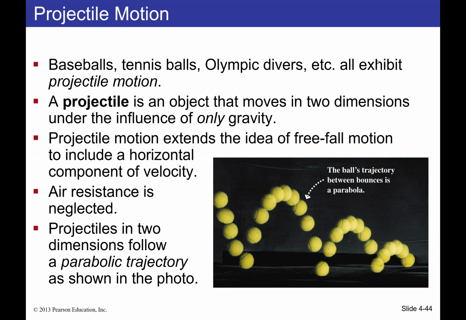We first looked at one-dimensional free fall, where the object goes straight up or straight down. But when it's not straight up or straight down, yet still moving under the influence of gravity, then generally you can call this a projectile. So a projectile is an object that moves in two dimensions under the influence of only gravity, nothing else.